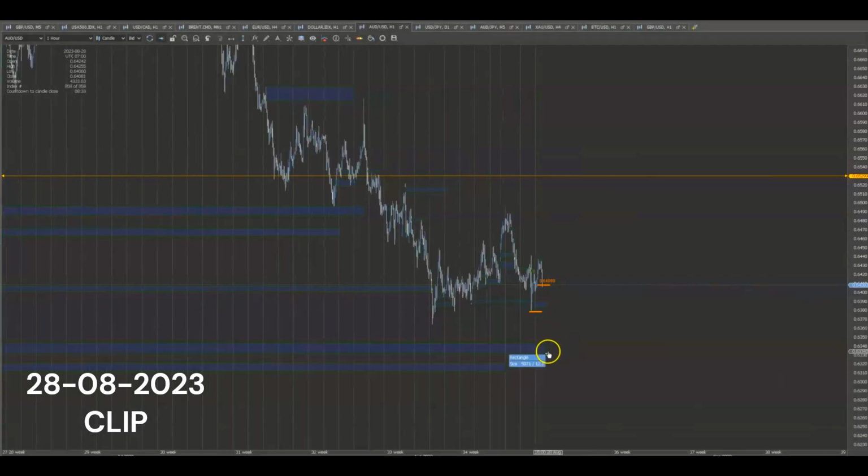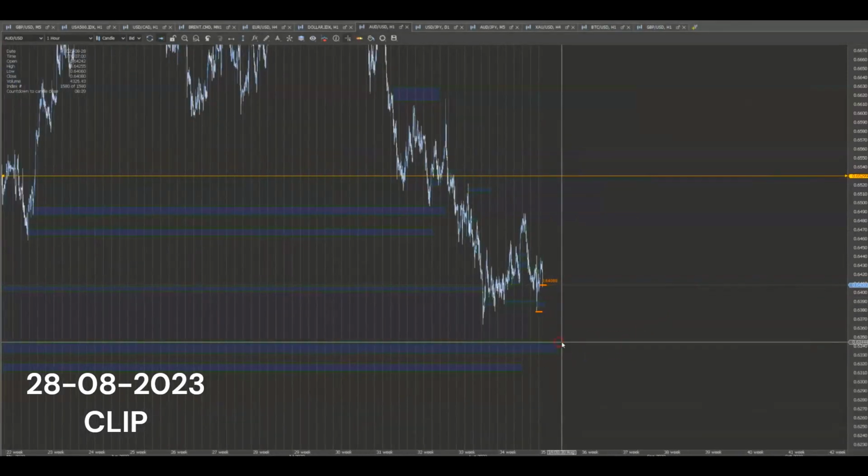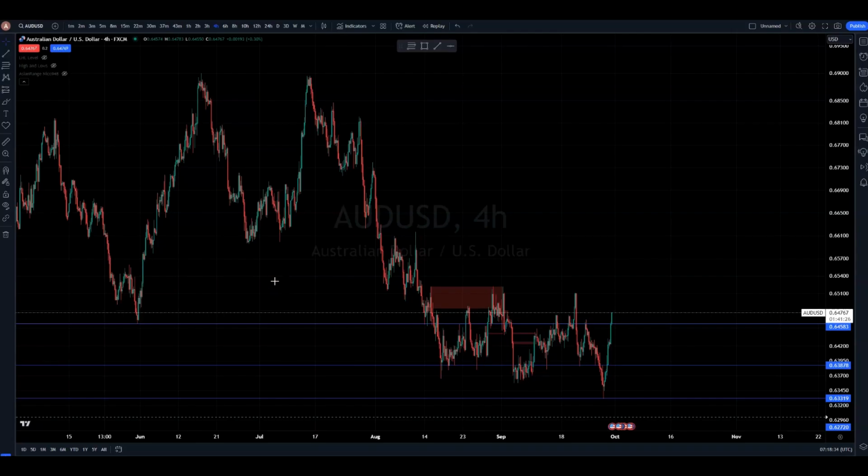Decides to run straight to the level. I think this is a very high probability long in here. I would like to take some longs in here. I already have limits in here, and also we have, okay, it's 29th of September, currently 7:18 a.m.